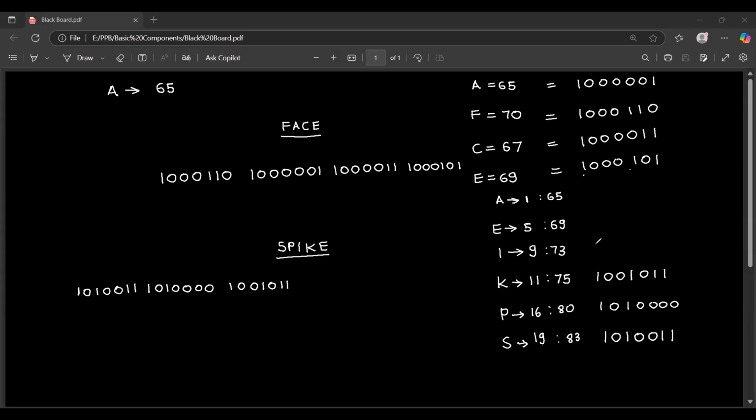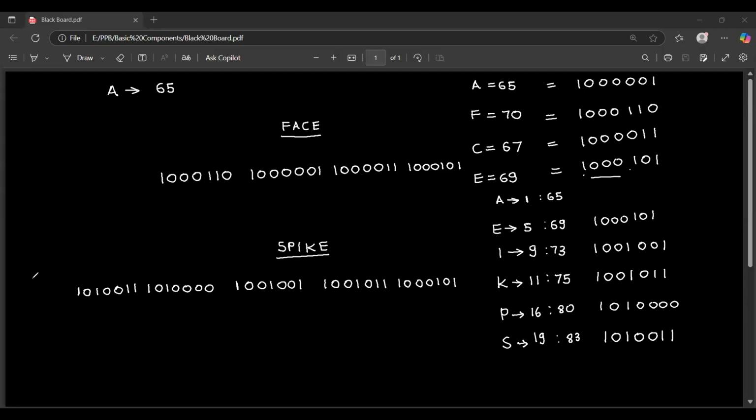And for 73, it will be 64 plus 8 plus 1, so 1001001. Wait, I'm making a mistake, aren't I? I should come first. I have to write down I first: 1001001. And for K, we have already found that out. And for E, we have 1000101. How did I write that down directly? Because I found it earlier. That's it. This is how you can convert characters to ASCII representation.